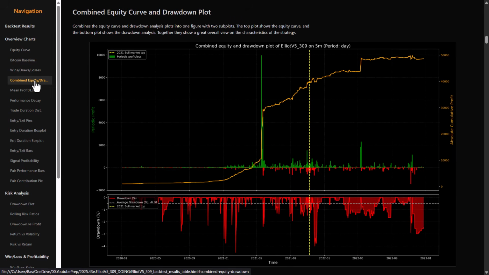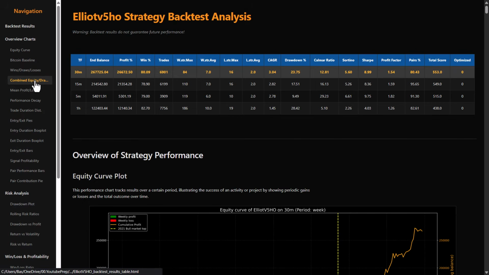Earlier we saw that the Elliot V5 HO did not have the sophisticated exit signals and slippage protection enabled and seemed to rely more on optimized parameters.